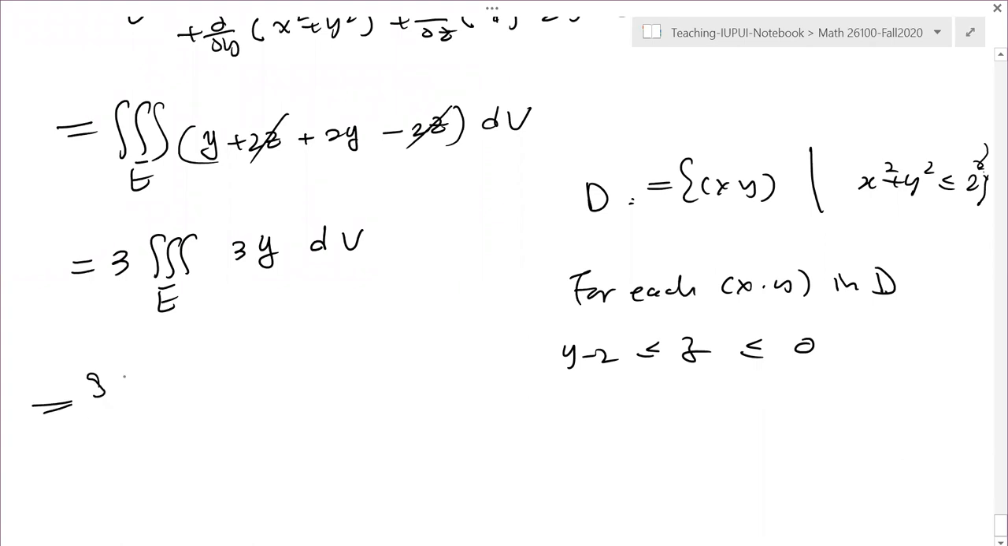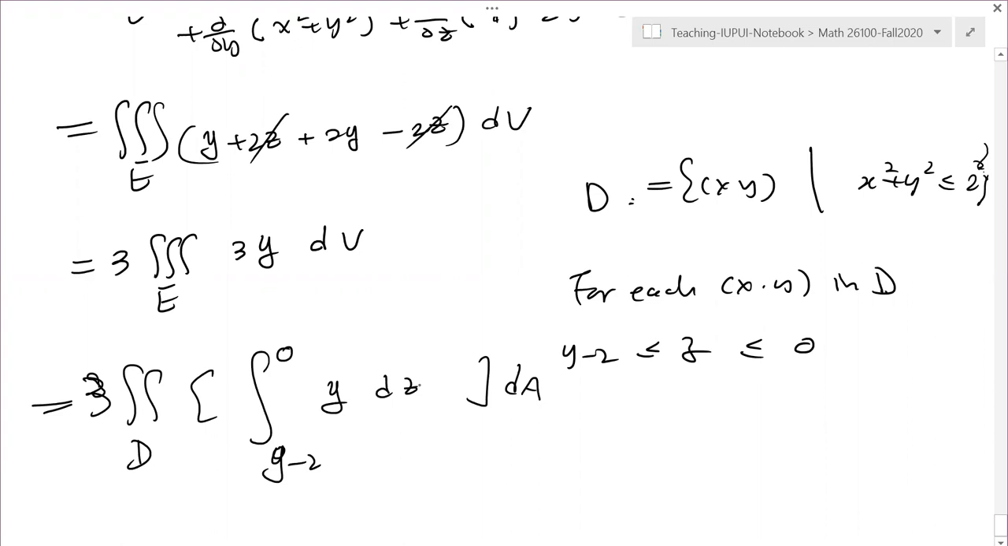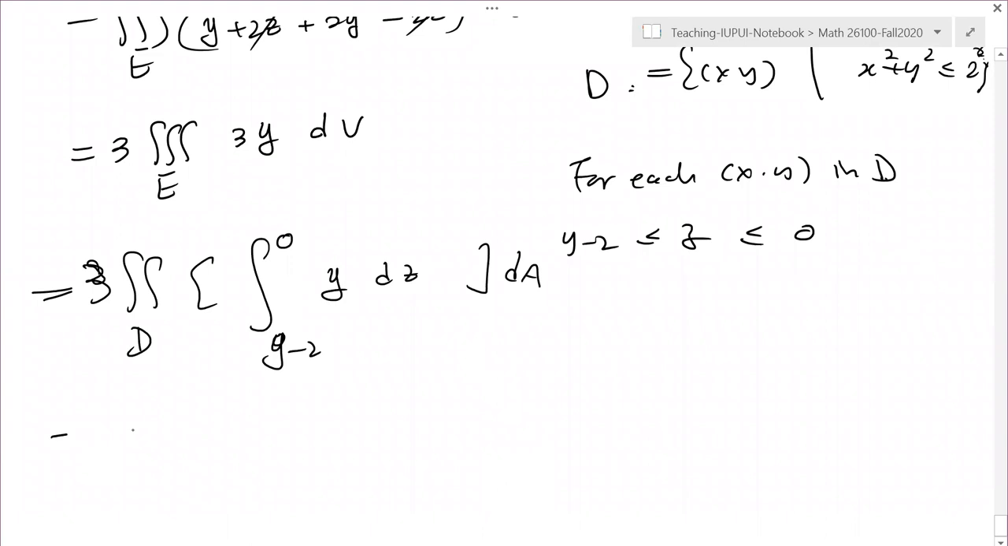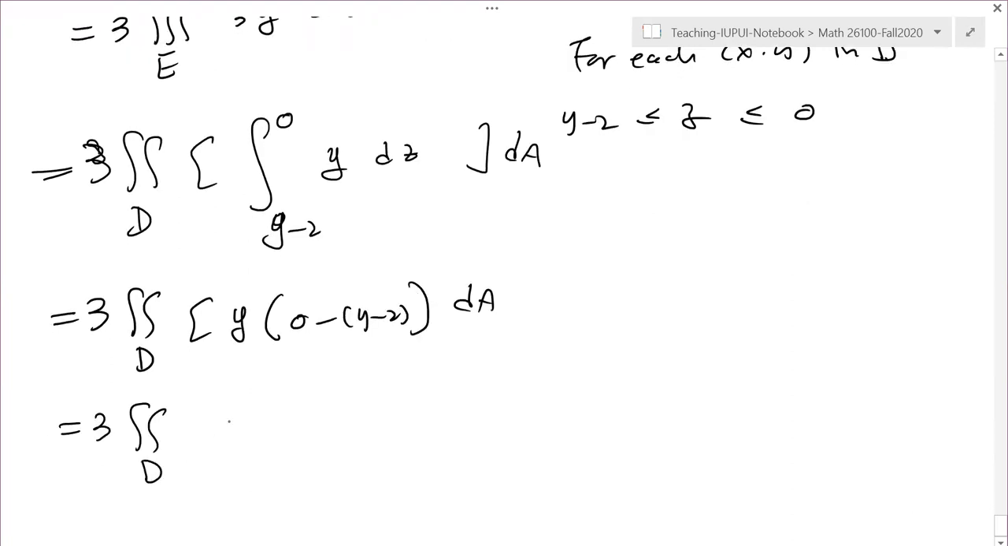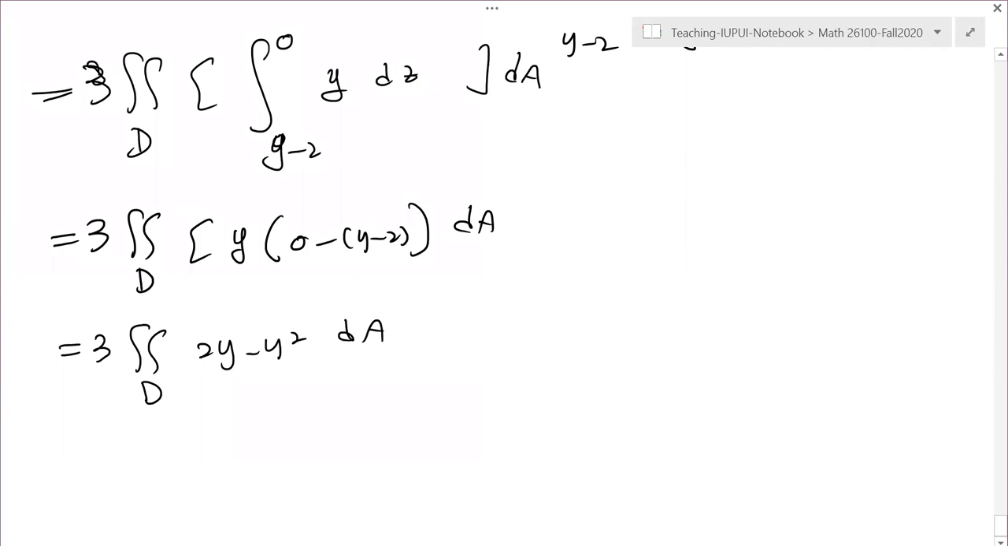So this becomes a double integral dA over xy, and then here's the integral for z. Z is between y minus 2 and 0. Here's y and here's dz. Okay? Right? So it's going to be the double integral here, and y is a constant with respect to z, so just y times the difference of these two functions. So 0 minus (y minus 2). Okay, after simplifying, I get 2y minus y squared, and dA. Okay, so this is the integral over the disk right now, right?